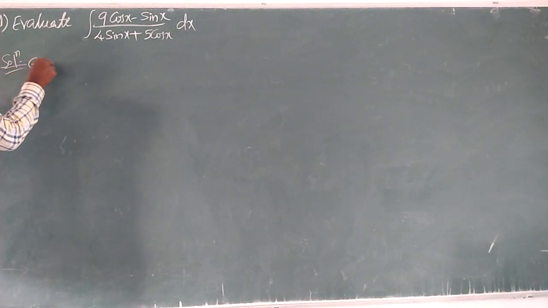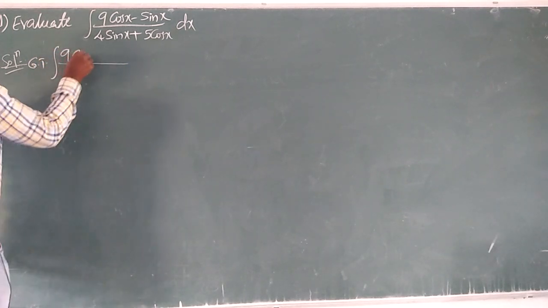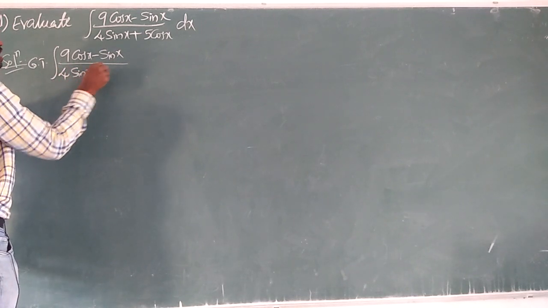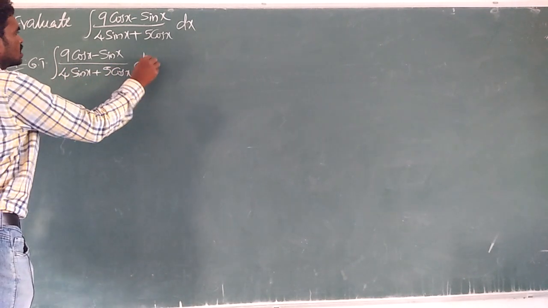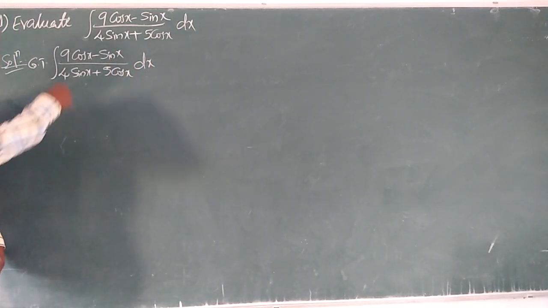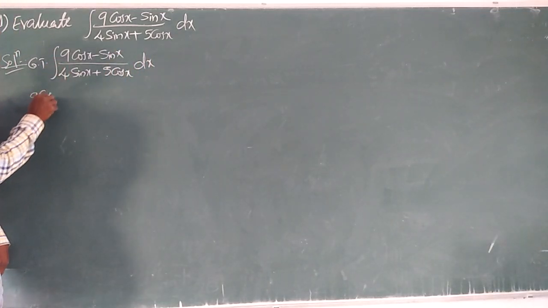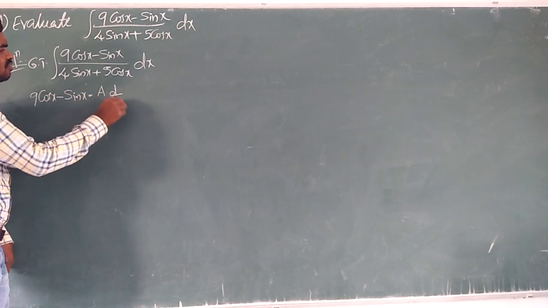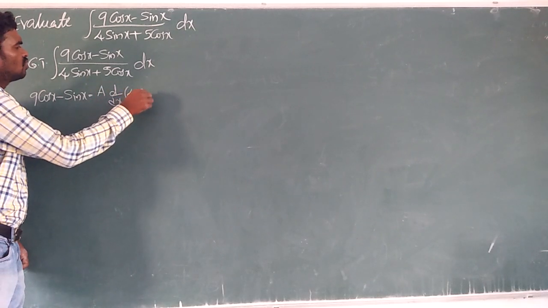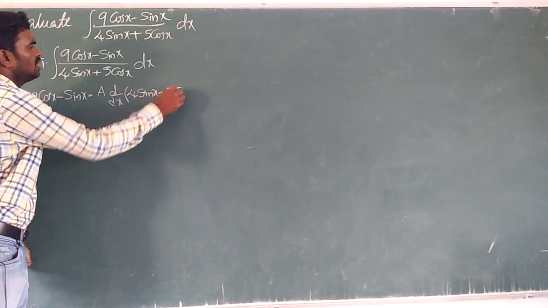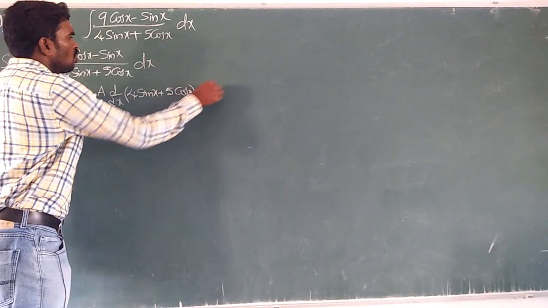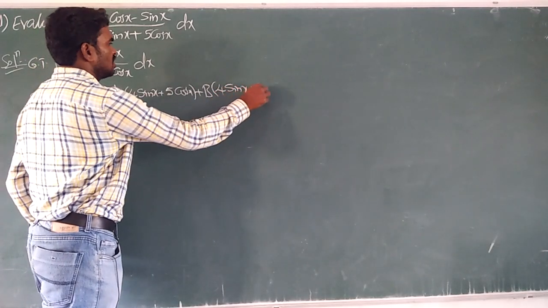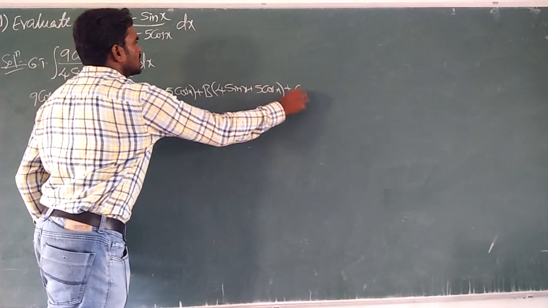First, the question is the integration of (9 cos x minus sin x) by (4 sin x plus 5 cos x) dx. So what do we have to do? In the first step, we write the numerator 9 cos x minus sin x as a into the derivative of the denominator, which is 4 sin x plus 5 cos x, plus b into the denominator again, 4 sin x plus 5 cos x, plus c.